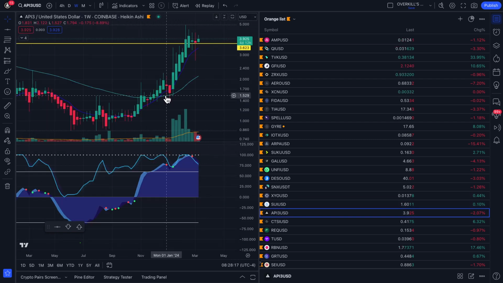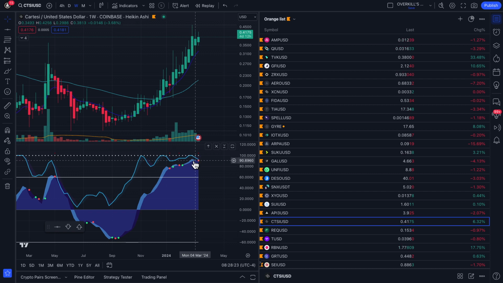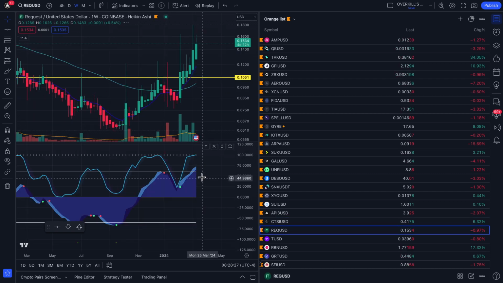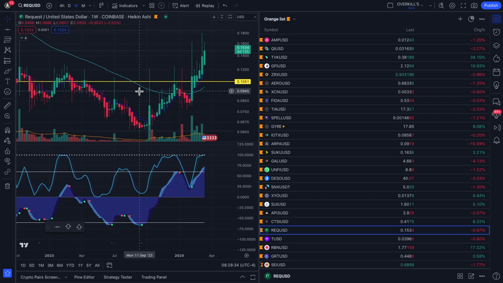Okay, AP3I, I'm taking profits. I don't know, it could keep running. It definitely could. Stop loss at 362, but stochastic's too far up there for me to want to buy it. CTSI, again, taking profits on that one. Red dot, okay, taking profits. REQ, okay, looking to take profits probably. Looking at the daily, looking to take profits.